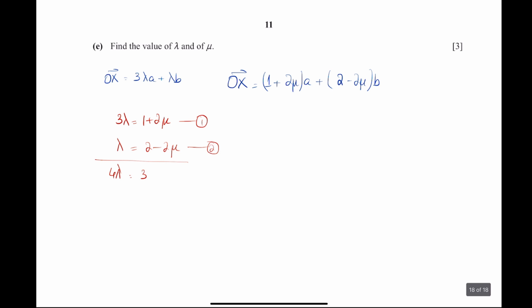Lambda equals 3 upon 4, this gets eliminated. So lambda equals 3 upon 4 and mu, as you said, is 5 upon 8. Yeah, good job, Omar. Okay, so let me give you guys another question.